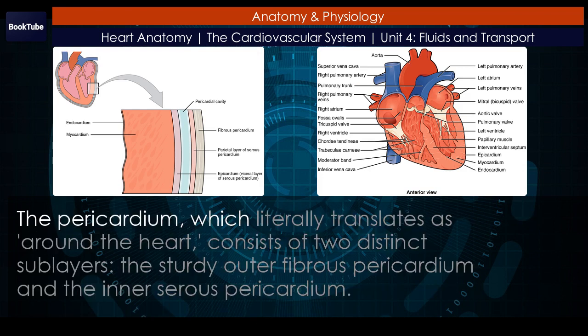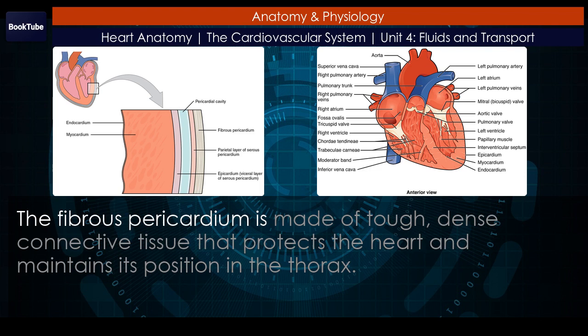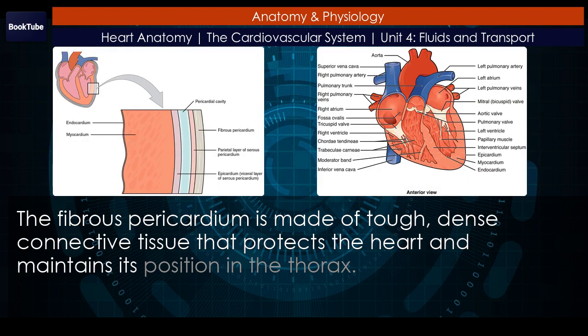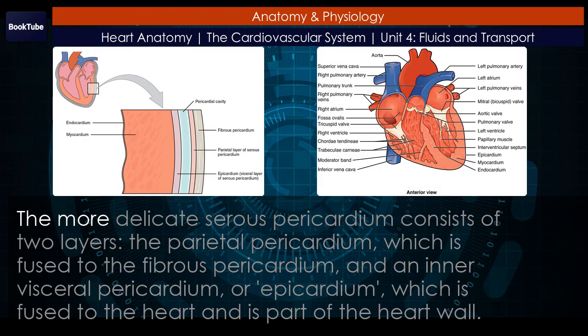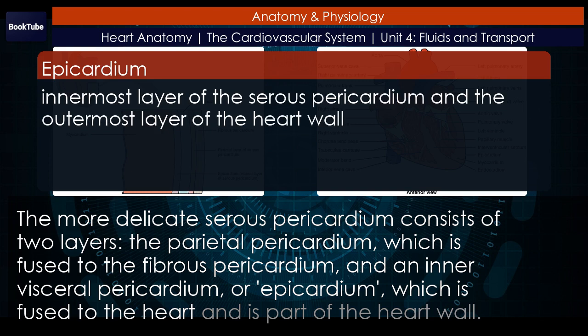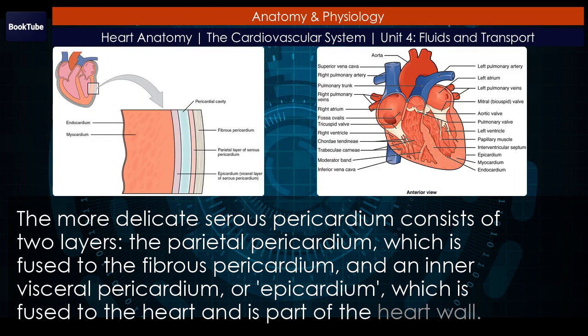The pericardium, which literally translates as "around the heart," consists of two distinct sublayers: the sturdy outer fibrous pericardium and the inner serous pericardium. The fibrous pericardium is made of tough, dense connective tissue that protects the heart and maintains its position in the thorax. The more delicate serous pericardium consists of two layers: the parietal pericardium, which is fused to the fibrous pericardium, and an inner visceral pericardium, or epicardium, which is fused to the heart and is part of the heart wall.